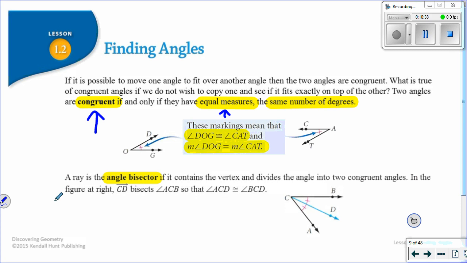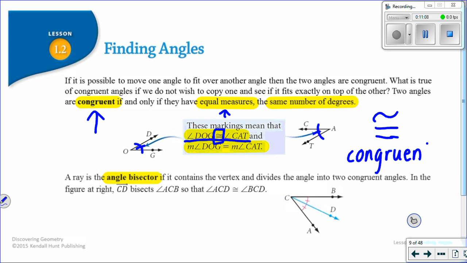And we can see that if you look at these two, we have this hash mark. This one also has one hash mark. If the angles are marked in the same way, that means they're congruent. So right here, what this means is angle DOG is congruent to angle CAT. This means congruent, or the same as. So if I'm saying one angle is the same as the other angle, I'm going to mark it in that way.